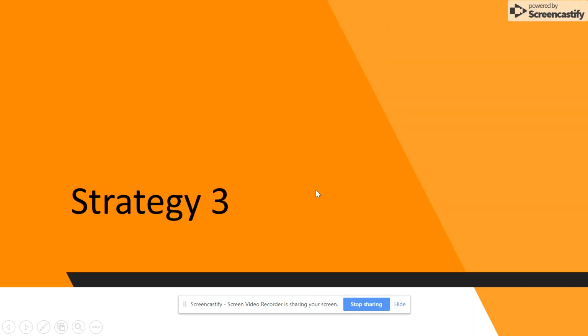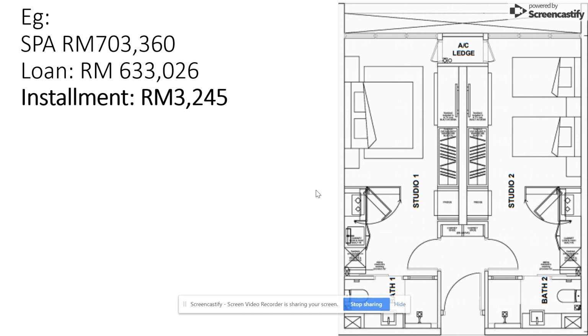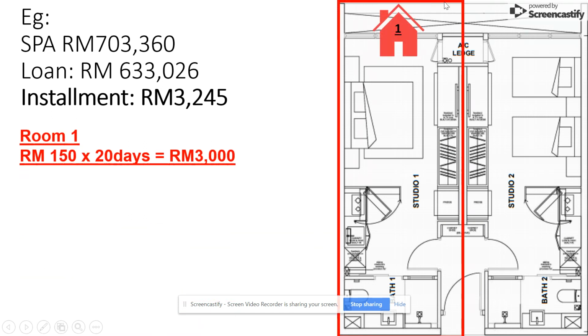Now let's look at the third strategy. The third strategy here implements short-term rental on both sides. So what I'm going to do here is the first room. This is just an illustration. You can actually modify or increase the value if you have more facilities. And by the way, all these are fully furnished.